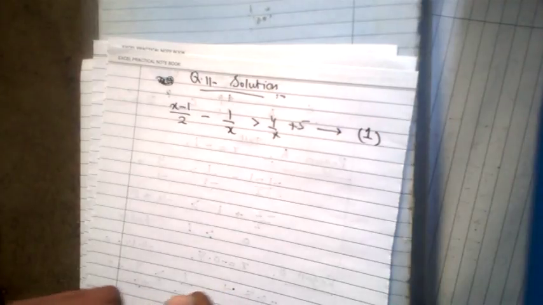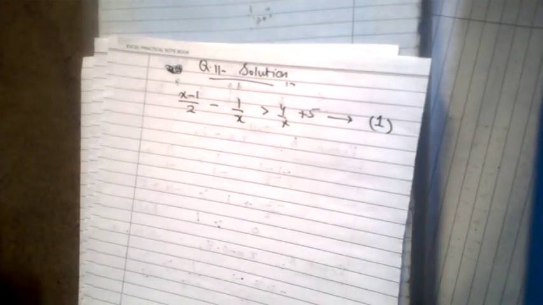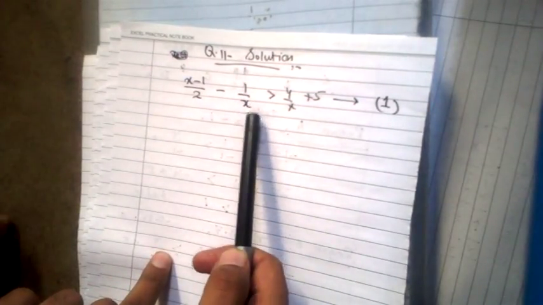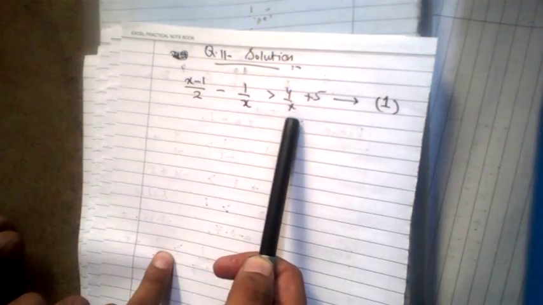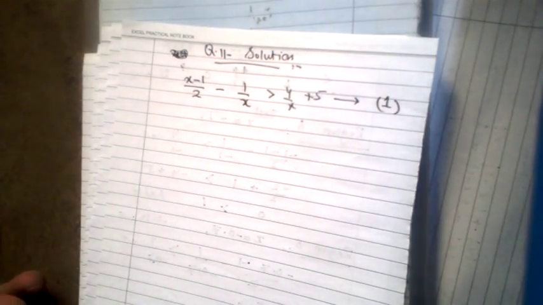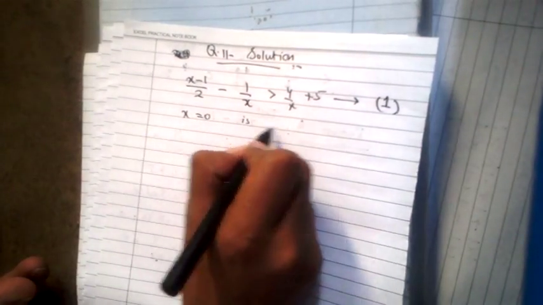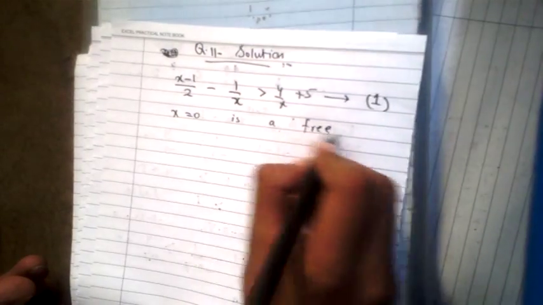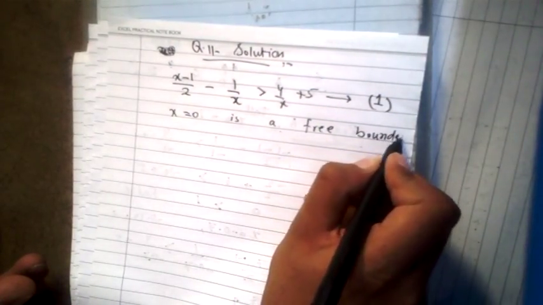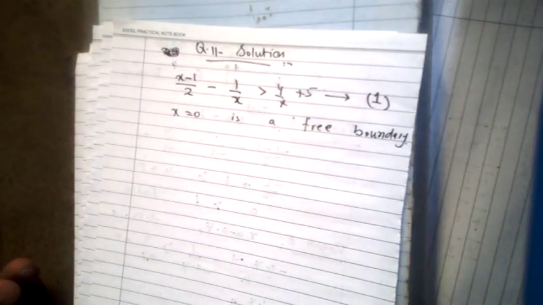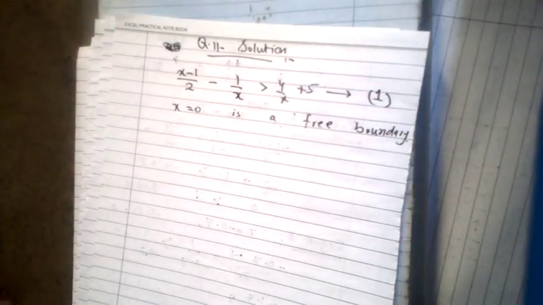Note that this inequality is not defined at x is equal to 0, because when you substitute x is equal to 0 here, this expression becomes infinity, and this also becomes infinity. Therefore this inequality is not defined at x is equal to 0, and we will write that x is equal to 0 is a free boundary point to the solution region. Now we will do the same procedure as we did in question number 6, 7, 8, 9 and 10.